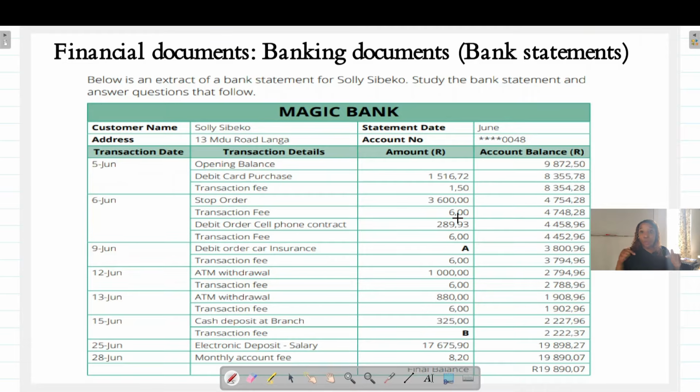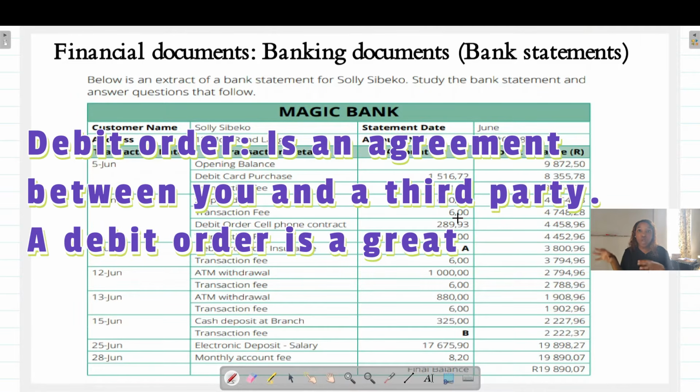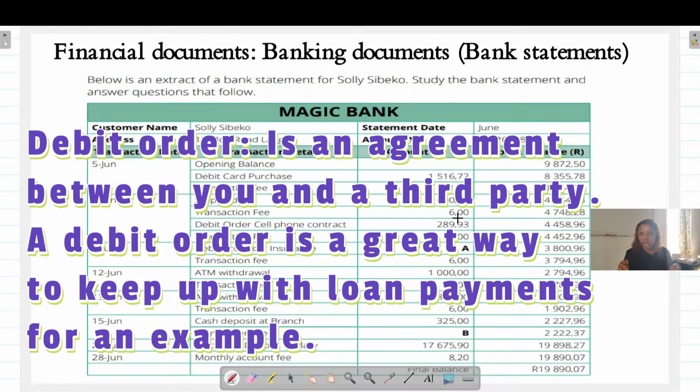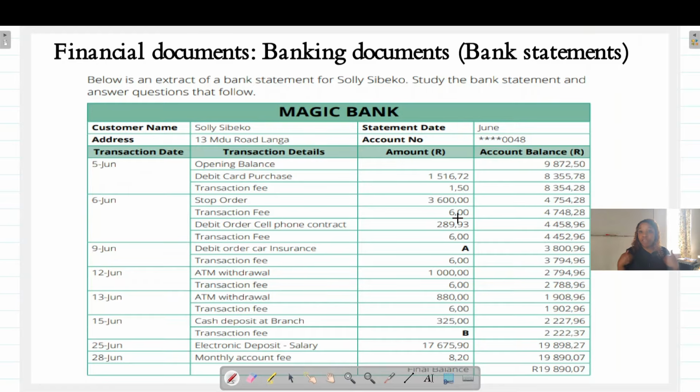With a debit order, you give an instruction to a third party, right, to take money from your account to pay for your accounts and stuff like that. For example, you will give permission to Virgin Active to take money from your account to pay for your Virgin Active membership fee. Or you will give permission to Mr Price every month to take 300 so that you pay off your accounts there at Mr Price. So you give the instruction to a third party, in this case, let's say, Mr Price, to take money from your account to pay for your accounts and stuff like that. So that is the difference between the two, right?